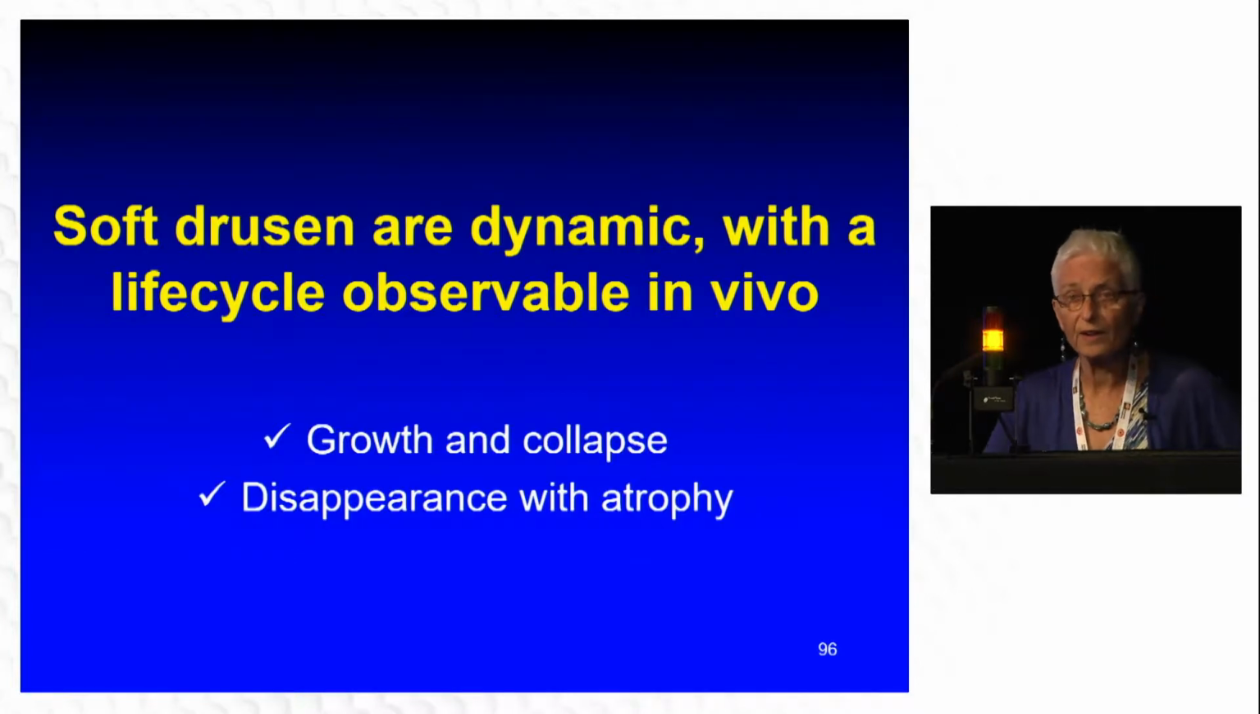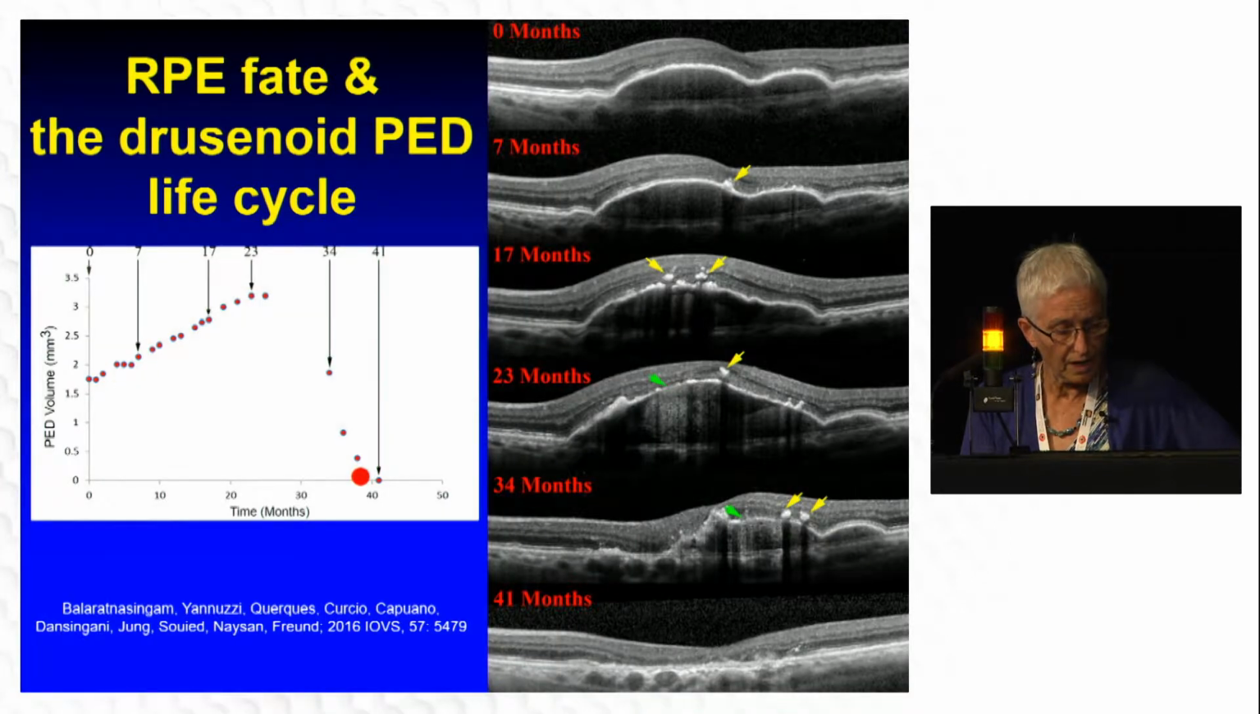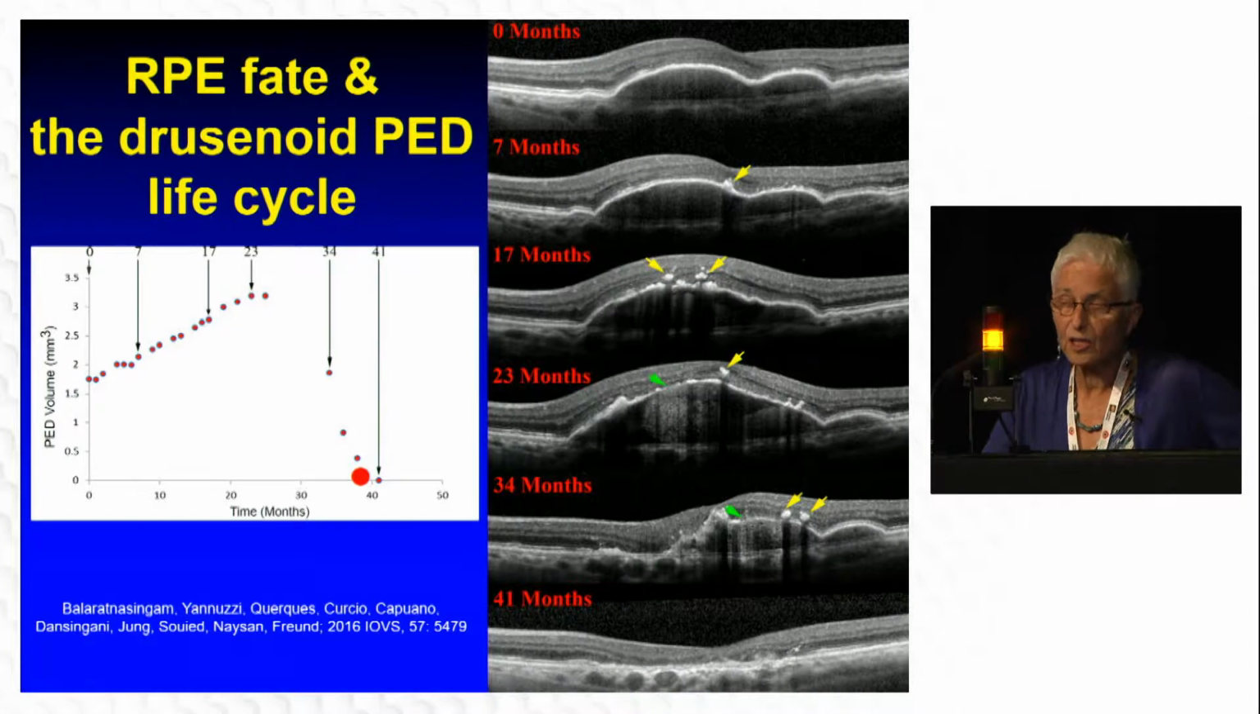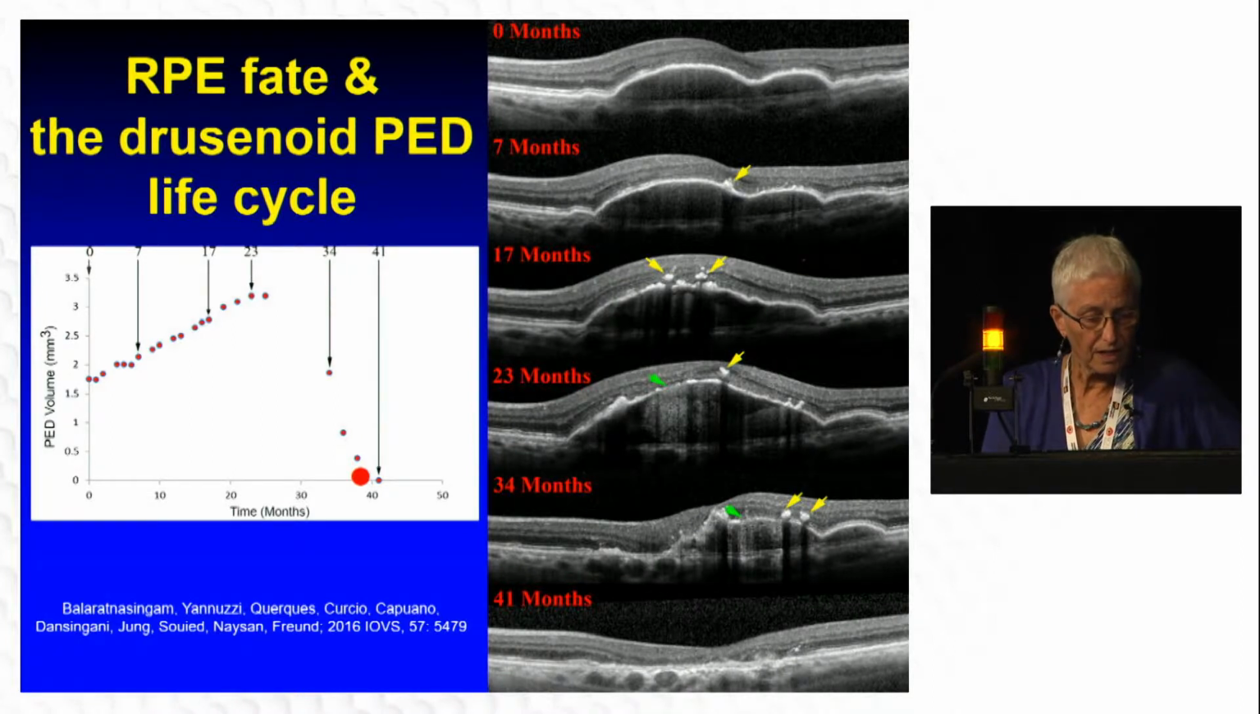And since their descriptions 20 to 30 years ago, we've learned through clinical imaging that soft drusen are dynamic with a life cycle that's observable in vivo. And I'm going to show you some examples of that. Let me skip ahead here. On the right-hand panel is a series of spectral domain OCT images. These are scans through an individual patient over the time frame indicated. The RPE elevation right here is a big drusenoid pigment epithelial detachment.